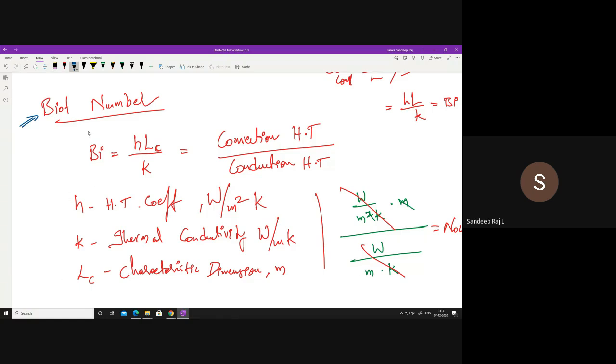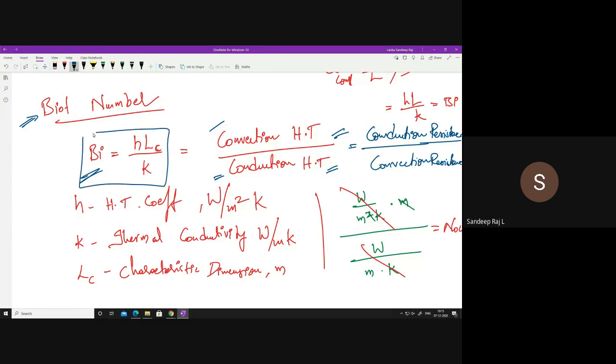The Biot number is the ratio of convection heat transfer to conduction heat transfer. Otherwise, we can write conduction on top and convection at the bottom in terms of resistance, because heat transfer is inversely proportional to resistance. The ratio of convection heat transfer to conduction heat transfer gives this formula: Biot number is equal to h Lc by k. How do you get this?